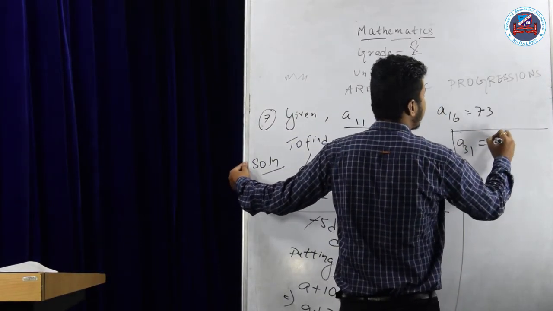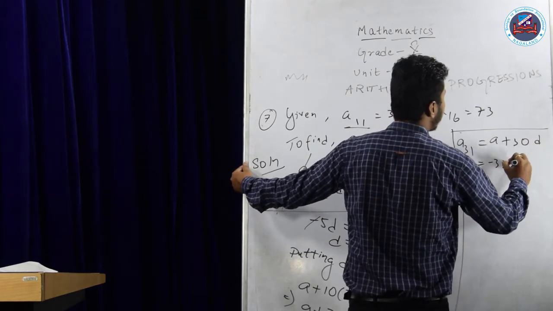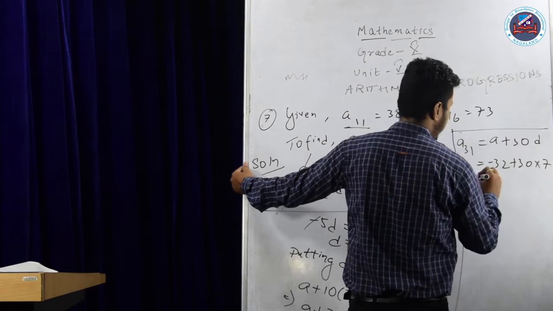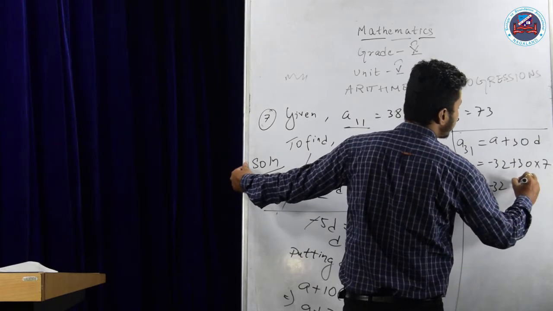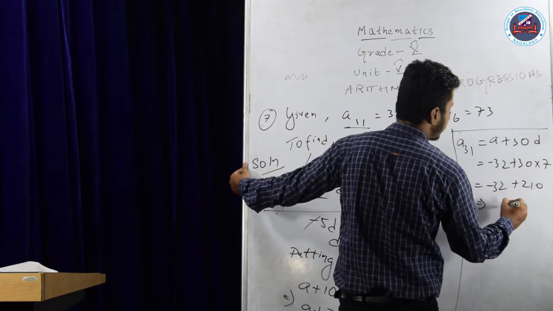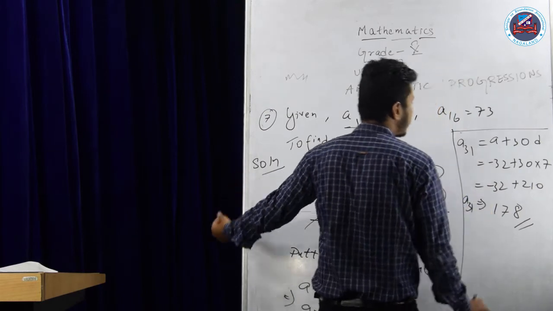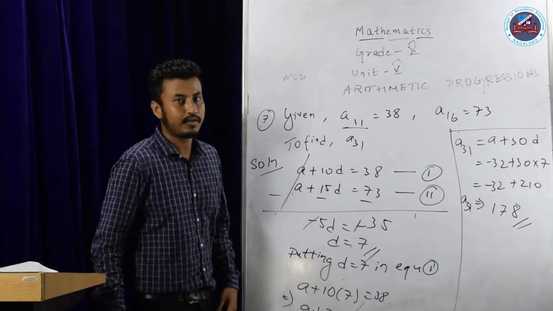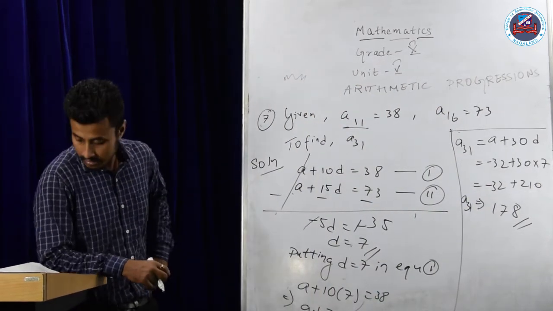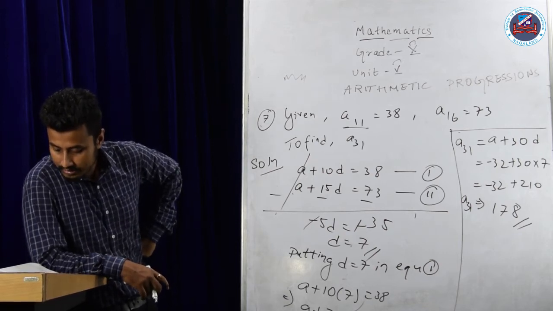A31 will be a plus 30d. That is minus 32 plus 30 into 7. That is minus 32 plus 210. The answer will come 178. 178 is the 31st term. Guys, this is how you are supposed to proceed in this kind of question. Okay? Question 7. Question number 8 is also kind of same.